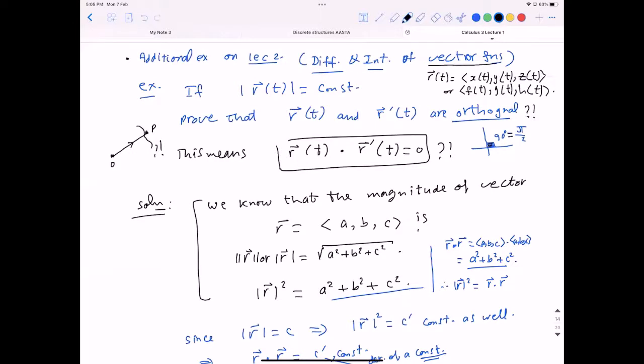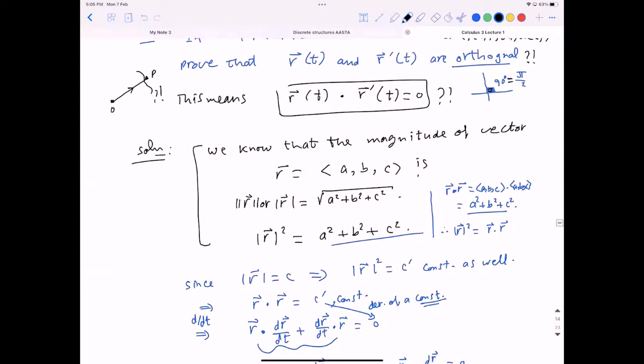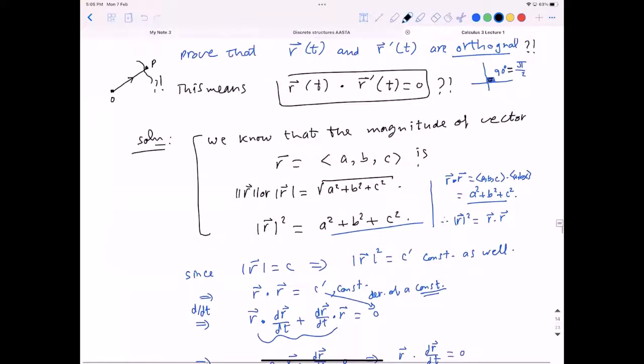How to prove this? How to prove that two vectors are orthogonal or perpendicular? In other words, this means their dot product is 0. Two vectors are orthogonal if and only if their dot product is 0. Dot product means to multiply the first by the first, the second by the second, the third by the third, and to add all of these together.